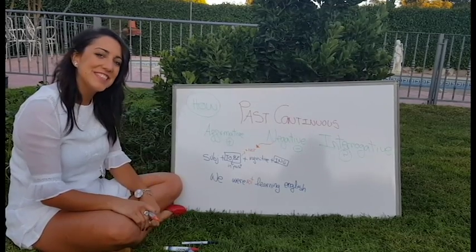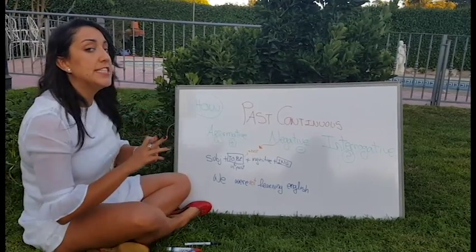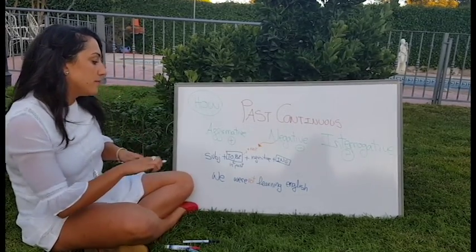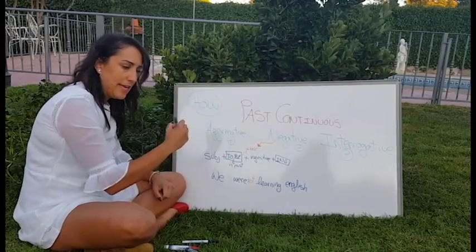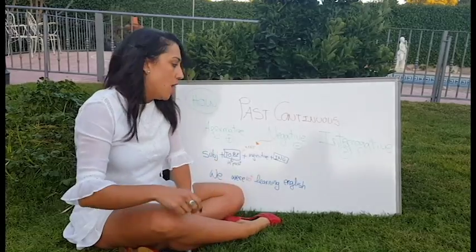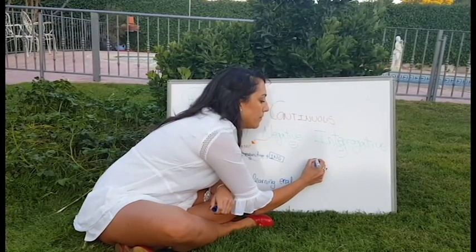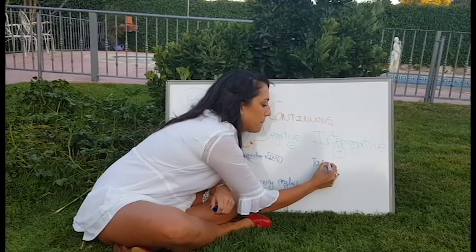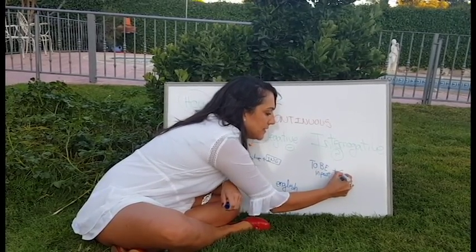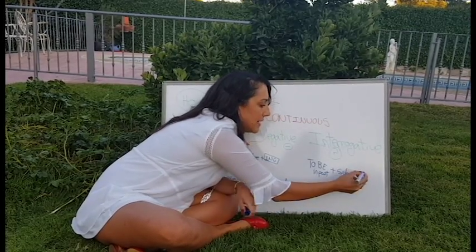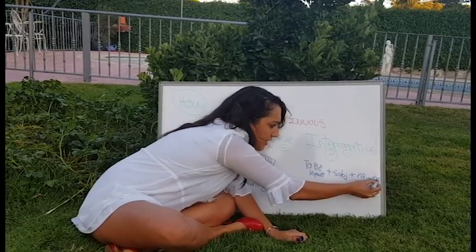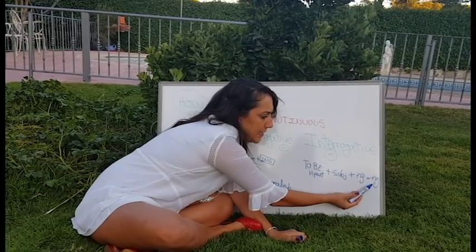Very simple, isn't it? And then the interrogative part, we need to put the verb to be at the beginning. So, it should be like this. I'm going to take the blue one. Verb to be in past plus subject plus infinitive plus ing. This is infinitive and this is ing.